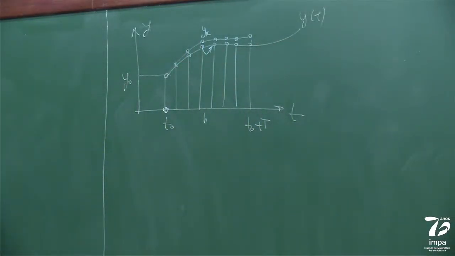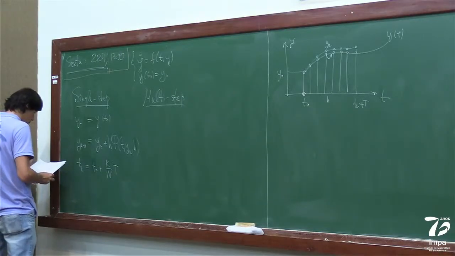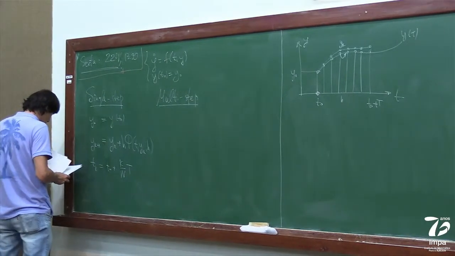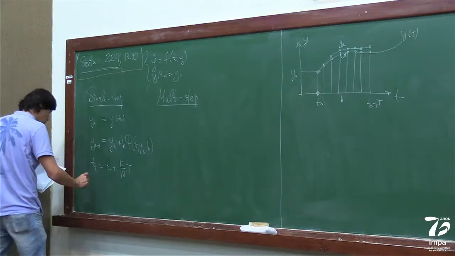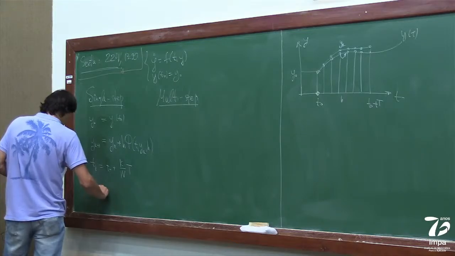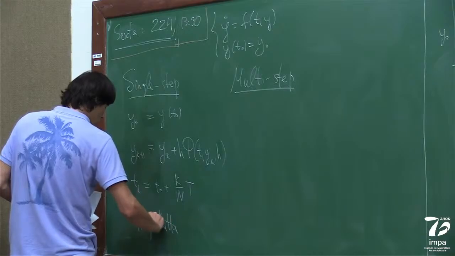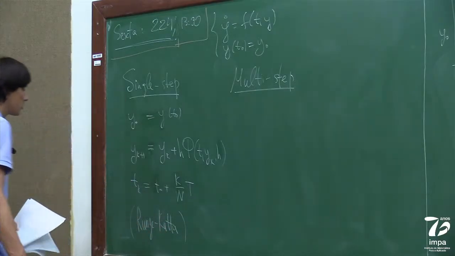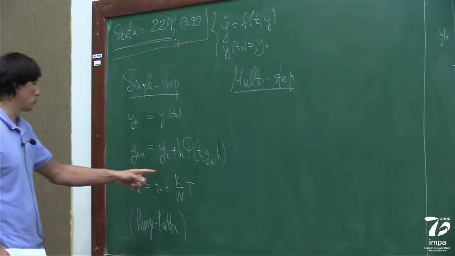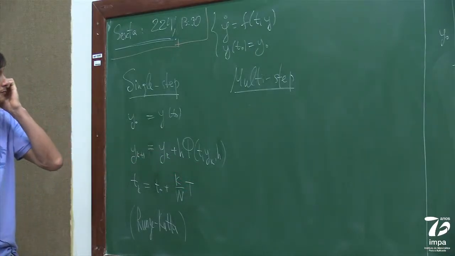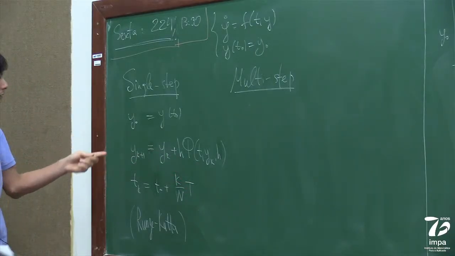The major representative of single step methods is Runge-Kutta. All Runge-Kutta methods are single step methods, so they only use the previous step. Now multi-step.